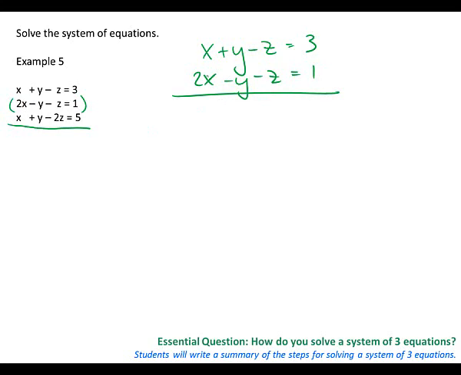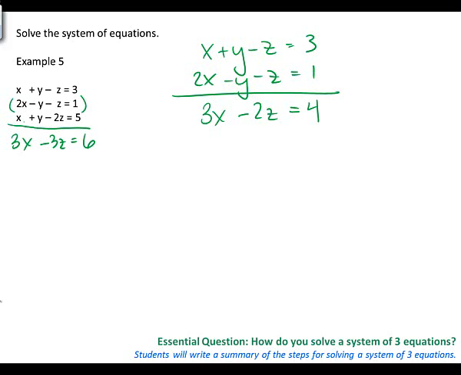All right, let's take a look at it. So what's x plus 2x? 3x. The y's go away. What's negative z and negative z? Negative 2z. Equals? 4. Perfect. All right, I'm adding these last two together. So what's 2x plus x? 3x. The y's go away. That's what we planned. Negative z and negative 2z is? Negative 3z. Equals? 6. Good.